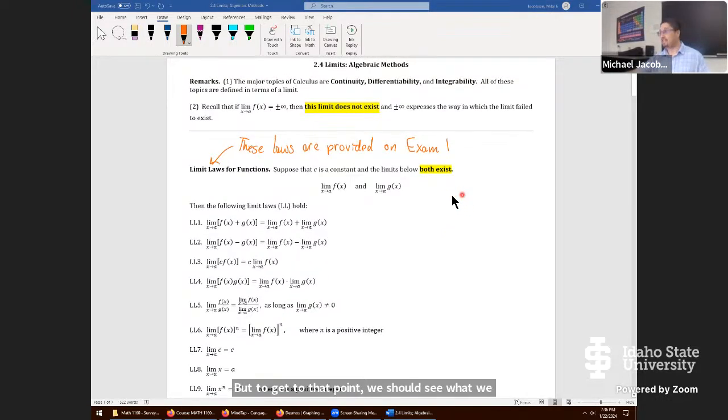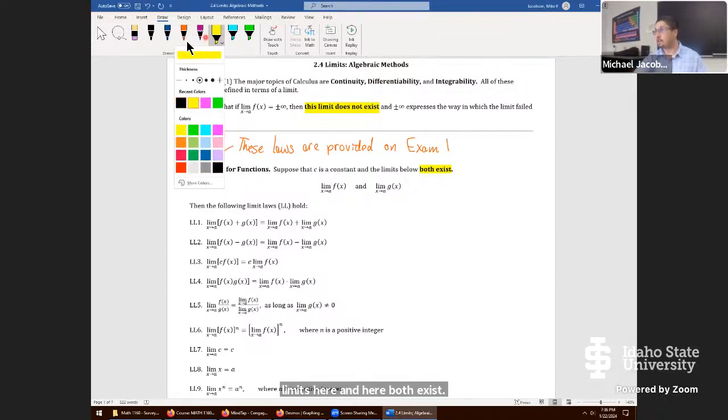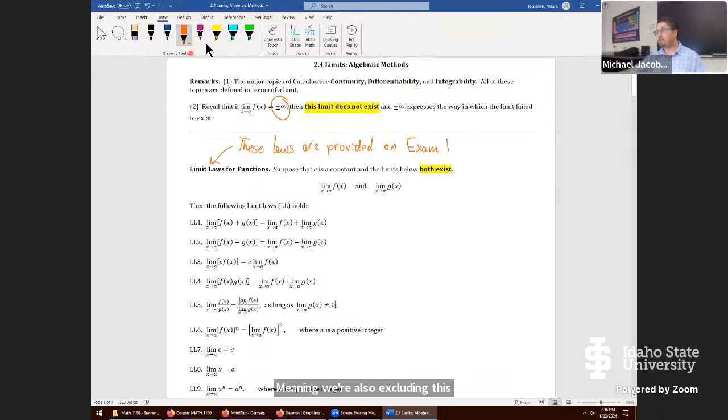And before we get too far on that, these limit laws do have another additional feature we have to be careful with. We hinted at this before, but the assumption is for every one of these limits, from limit law 1 all the way to the bottom, the original limits here and here both exist, meaning we're also excluding this behavior. If you've got plus or minus infinity anywhere, those outputs mean you cannot use that limit in any of these limit laws. That's a limit that does not actually exist, and it breaks down in the laws.